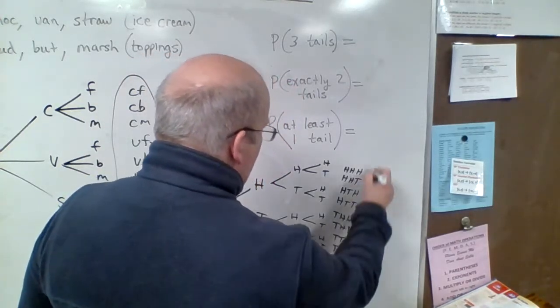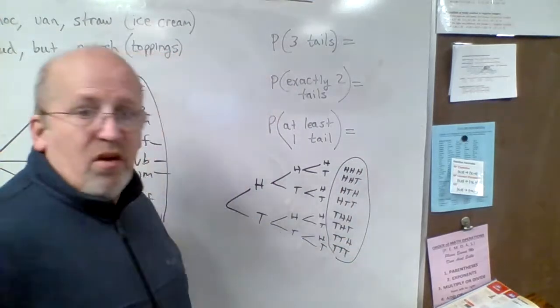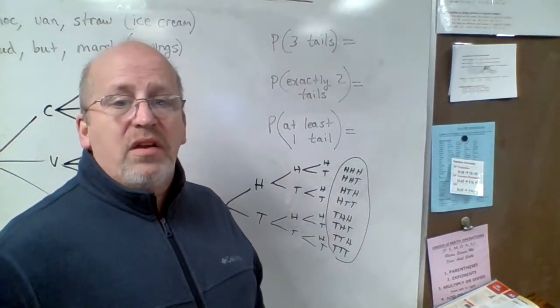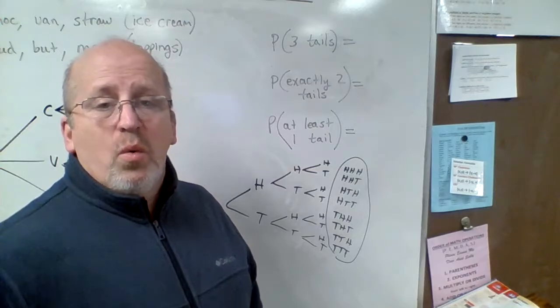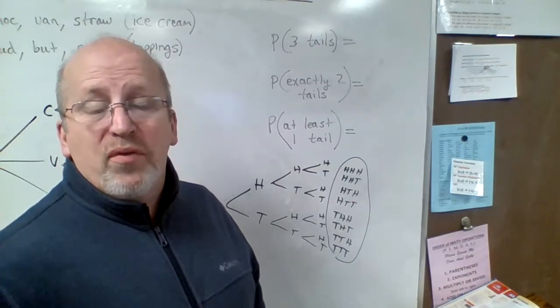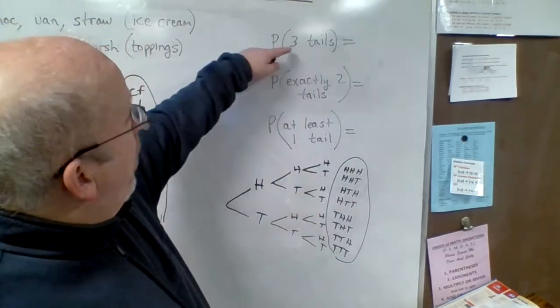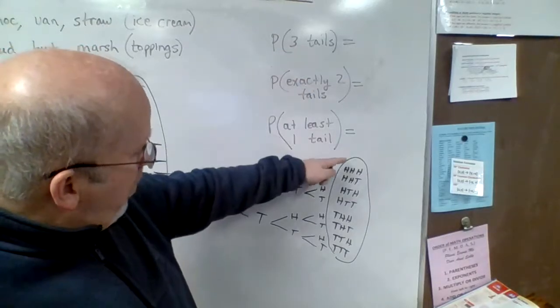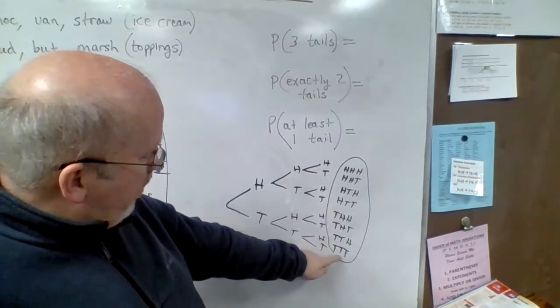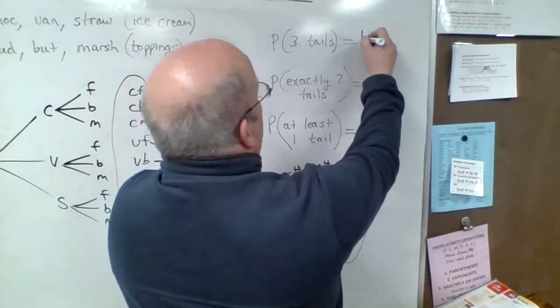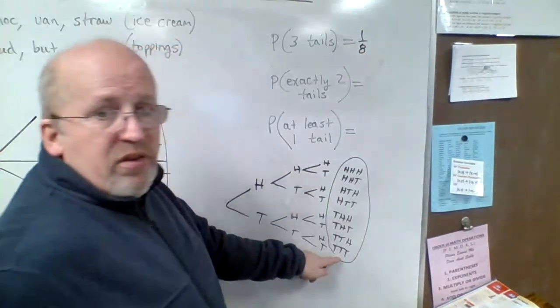Notice right here inside the circle, that's our sample space. How many different ways did we find? We found 8 different ways to flip 3 coins. So what's the probability of getting 3 tails? Well, that only happens once down here. So the probability would be 1 out of 8.